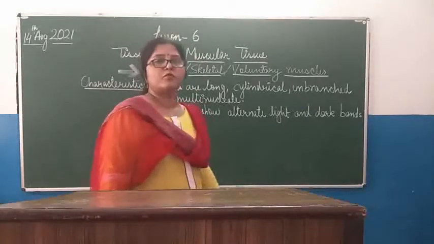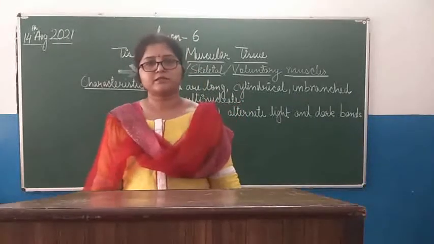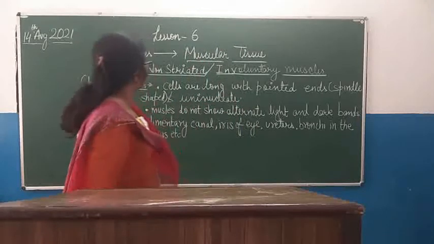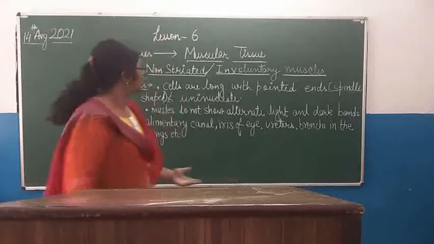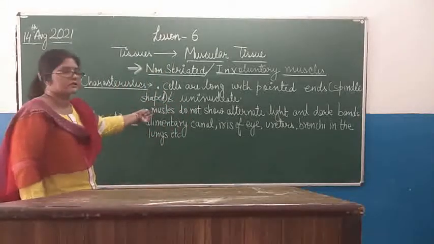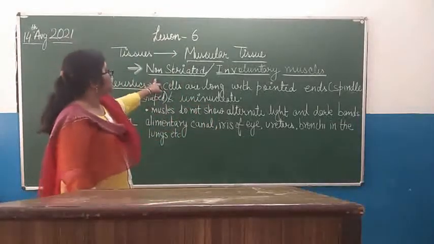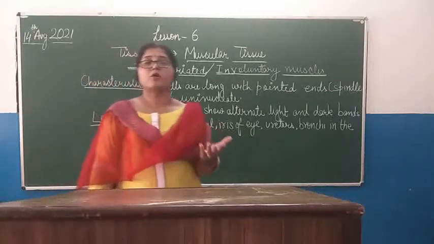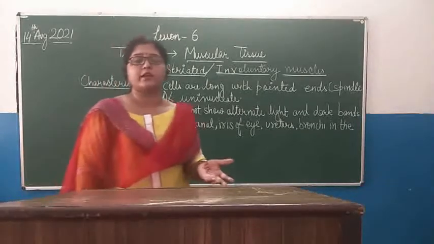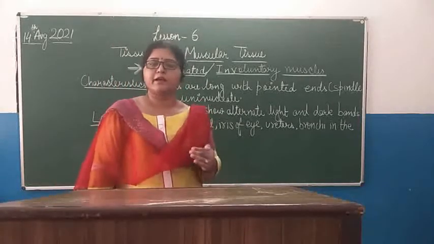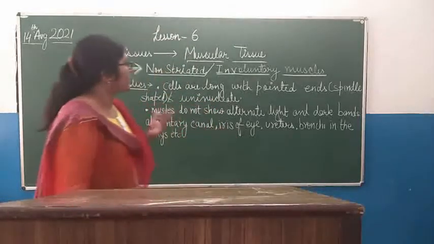Okay. Now friends, we move to the next type, which is non-striated or involuntary muscles. Non-striated, friends, as it is very clear, the muscle fibers do not show any light or dark bands. That is why they are called non-striated, or we also call them smooth muscles. And they are involuntary because they do not function according to our will. हमारी इच्छा से contraction नहीं होता इन muscles में, so they are called involuntary muscles.